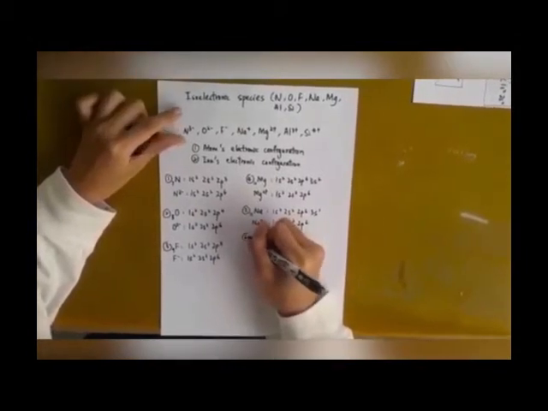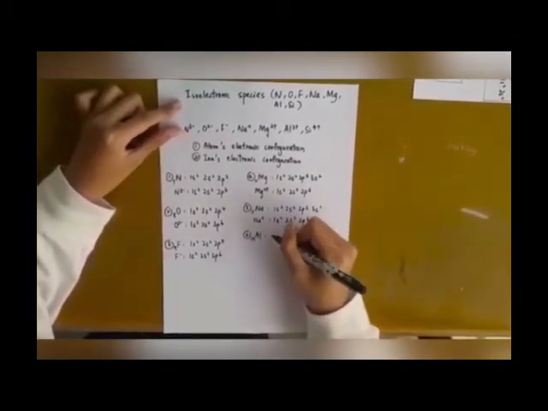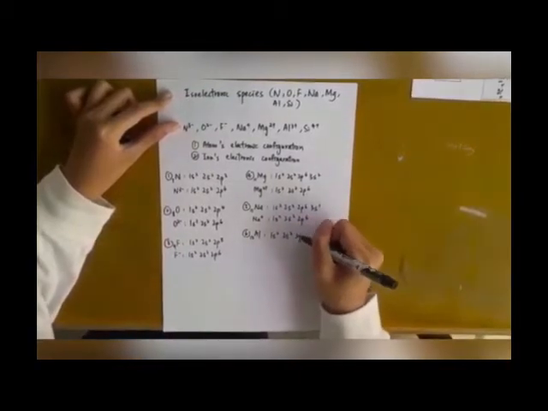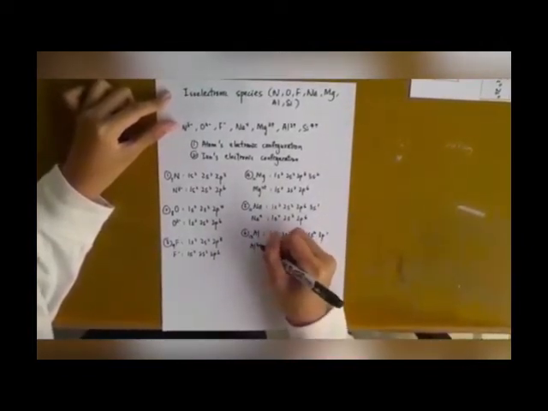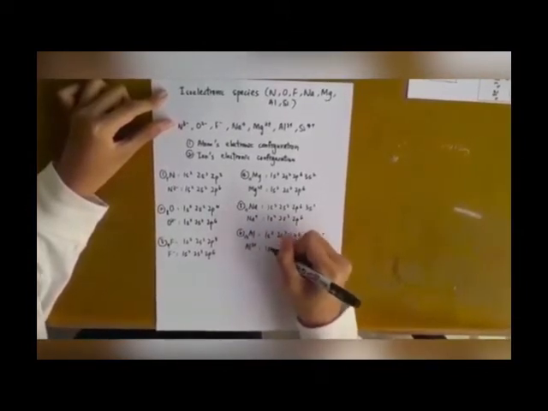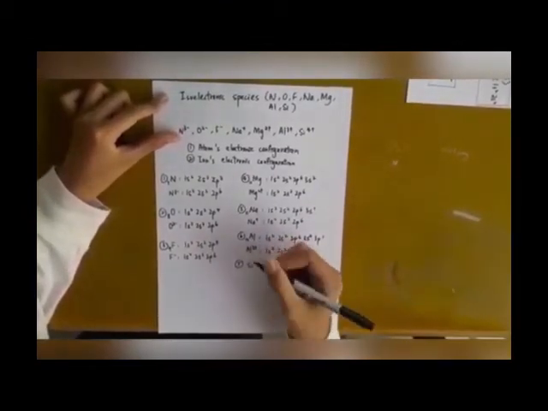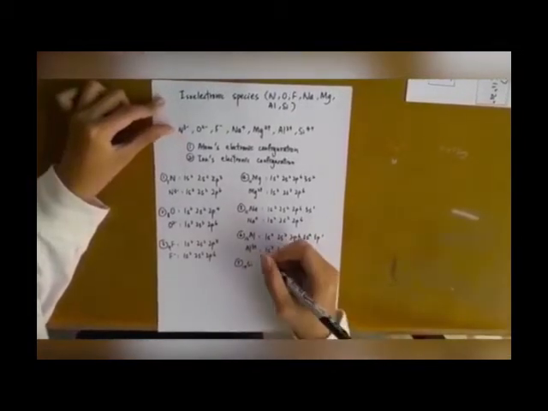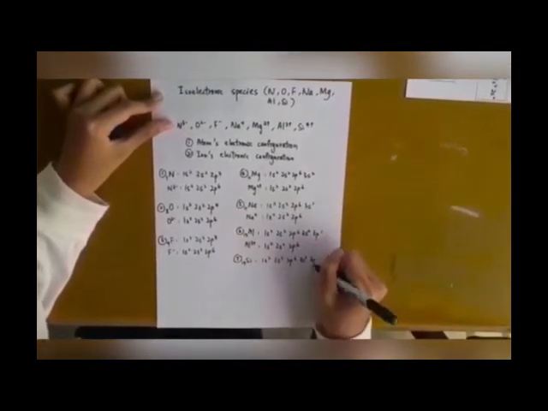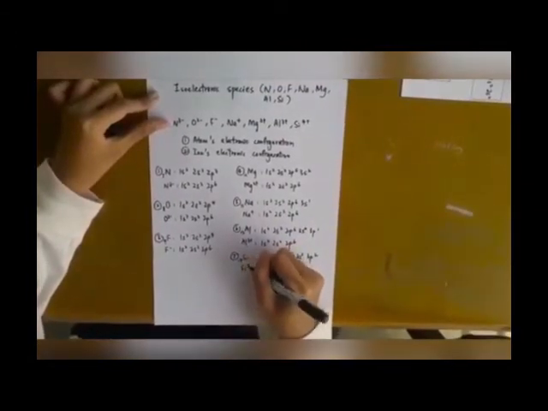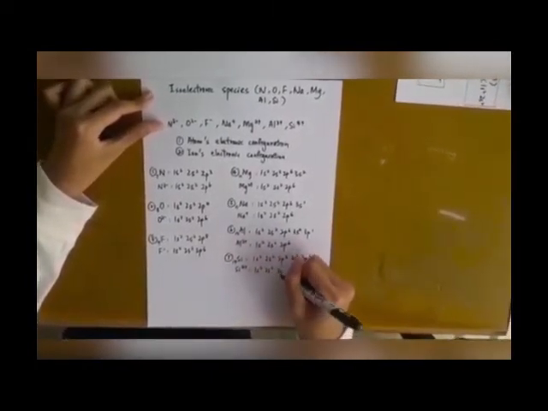And number 6 is aluminium. Aluminium has a proton number of 13. The electronic configuration of aluminium is 1s2, 2s2, 2p6, 3s2, and 3p1. When it becomes an aluminium ion, it will have the electronic configuration of 1s2, 2s2, 2p6. And finally, silicon. Silicon has a proton number of 14. Its electronic configuration is 1s2, 2s2, 2p6, 3s2, 3p2. When it becomes a silicon 4 positive ion, it will have the electronic configuration of 1s2, 2s2, 2p6.